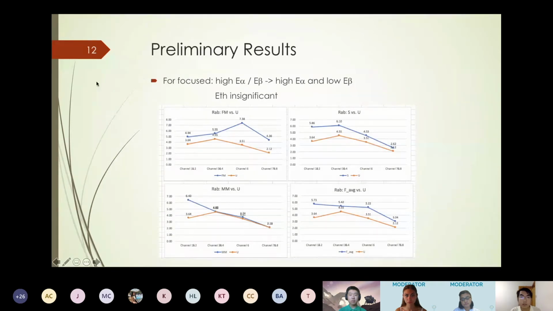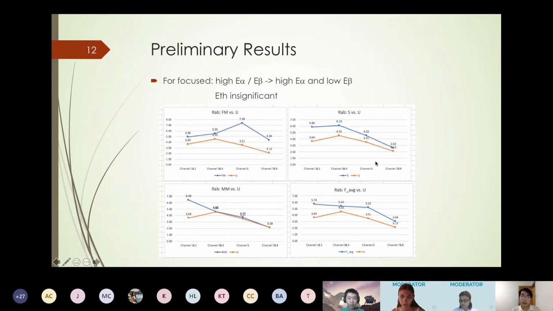Here I'm going to show some of my preliminary results. So across the 8 main features that we've extracted, by analyzing them statistically, by eliminating outliers and getting the focused and unfocused average, we've concluded that there has been a significantly high alpha to beta energy ratio for focused activity than unfocused activity. That corresponds to a high alpha energy and a low beta energy.